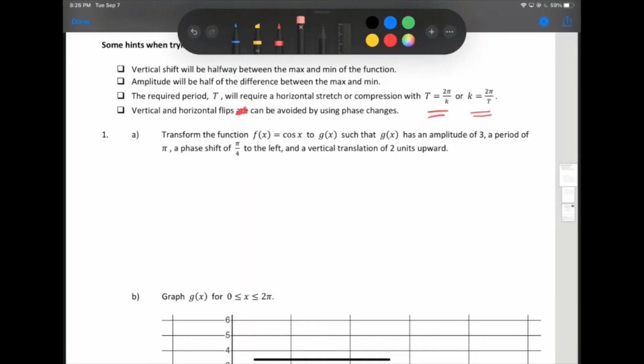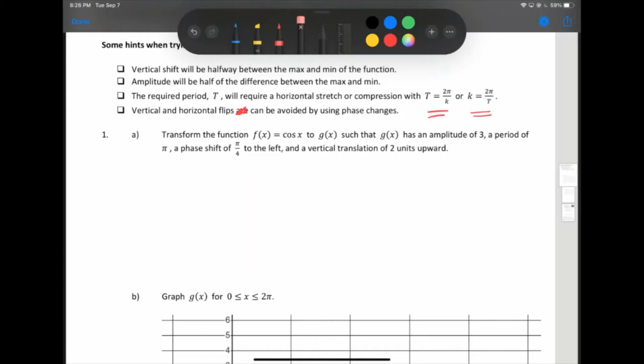So for question 1a, we have a function we want to transform. We have a basic f(x) = cos x function. We want to convert it into a g(x), which has an amplitude of 3, a period of pi, a phase shift of pi over 4 to the left, and a vertical translation of 2 units upwards.